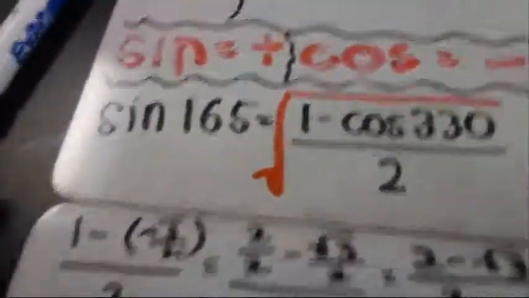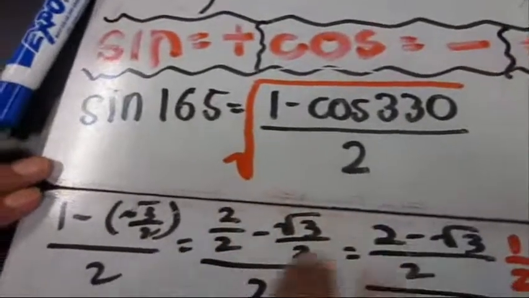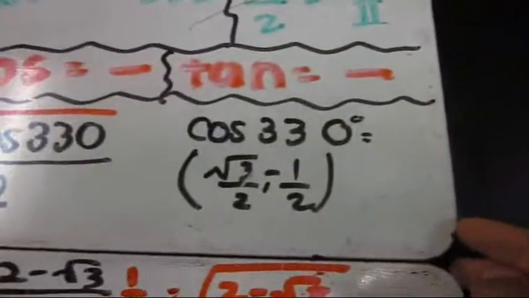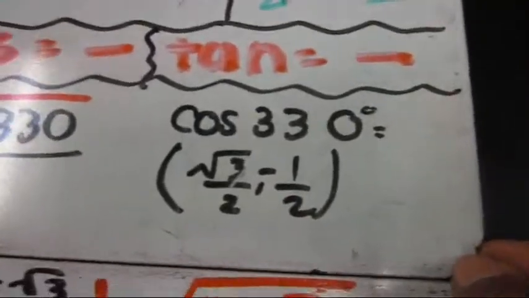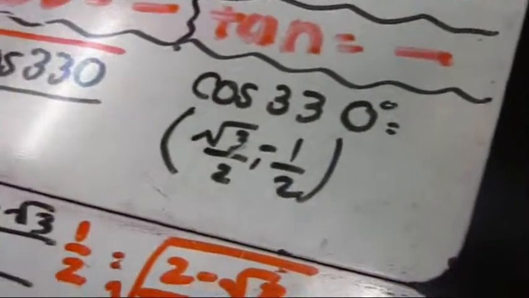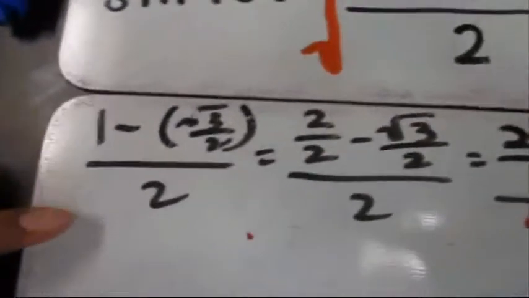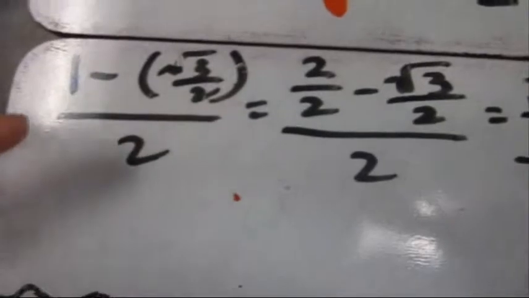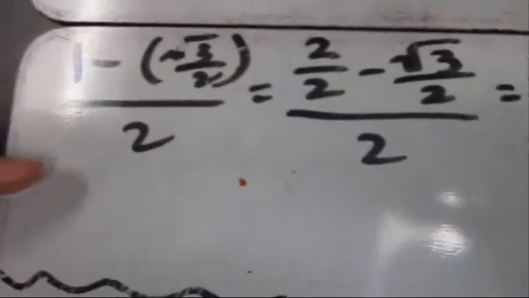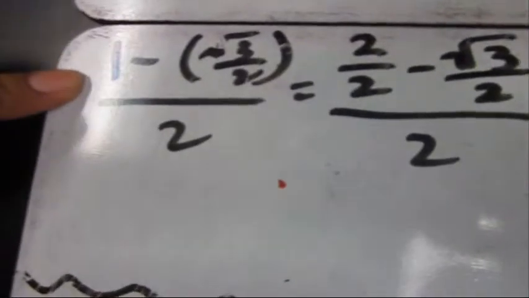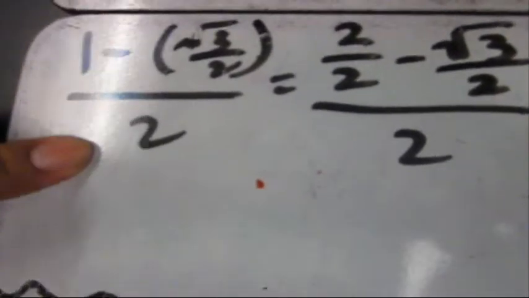Okay, so sine 165 equals the radical of 1 minus cosine 330 over 2. The ordered pair for 330 is radical 3 over 2, negative 1/2. Instead of writing cosine 330, you plug in the ordered pair, since cosine equals x over r. So you get 1 minus radical 3 over 2, all over 2.